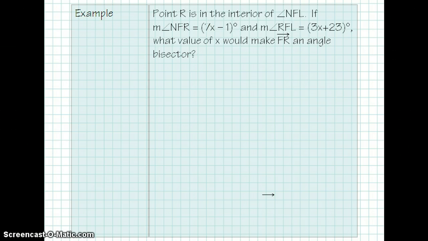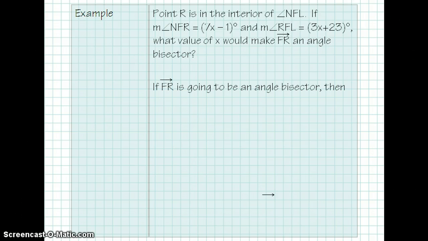Another example, kind of looking at it a different way, point R is in the interior of angle NFL. If the measure of angle NFR is equal to 7x minus 1, and the measure of angle RFL is equal to 3x plus 23, what value of x would make ray FR an angle bisector? So I'm not saying it's an angle bisector, I'm saying what would make it an angle bisector?